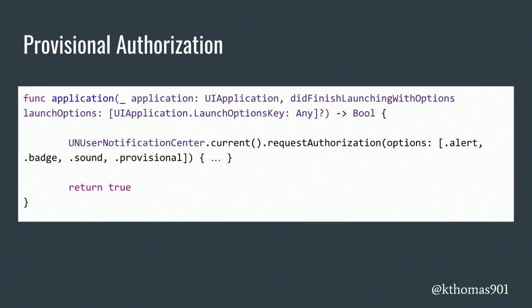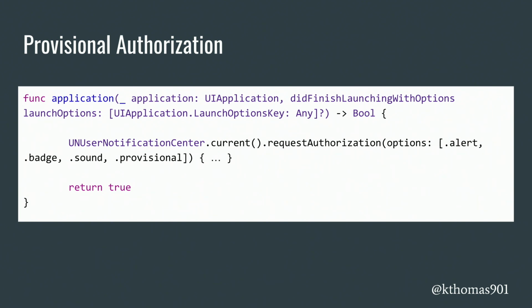So how do we do that? So here in our didFinishLaunching method in our app delegate, when we're requesting authorization, in the array in which we're requesting the types of authorization we want to have, we just set provisional. And this automatically lets Apple know that you want your notifications to deliver quietly, and the user will not be notified with an alert to allow those notification permissions. So that one's pretty simple.